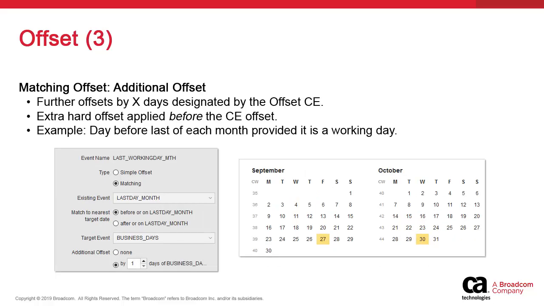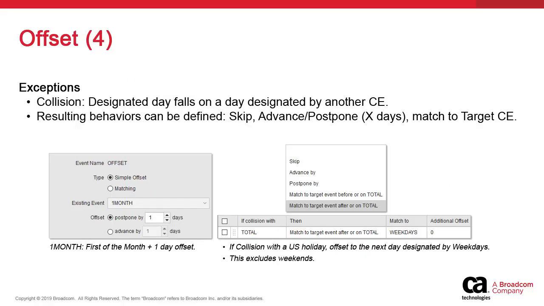Continuing with the matching offsets, we consider the additional offset, which sets a hard offset on the existing events before the offset event is applied. Let's consider an example. You want to designate the second last day of the month, and it has to be a working day.